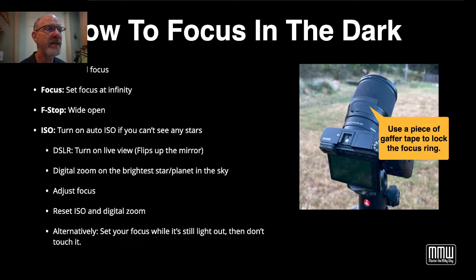An alternative to that is you could set your focus while it's light out. Before it gets dark, look at something far off on the horizon and get that in focus. Because if you get it on the horizon, then you probably got it. The star should be in focus as well with your lens. Same thing: put a piece of gaffer tape on it, and then don't touch it until it's time to take pictures of the Milky Way.